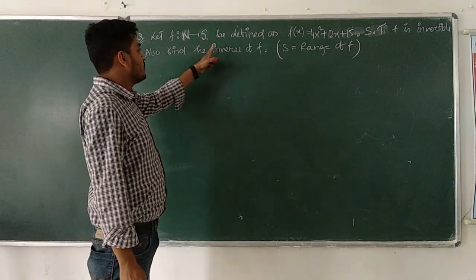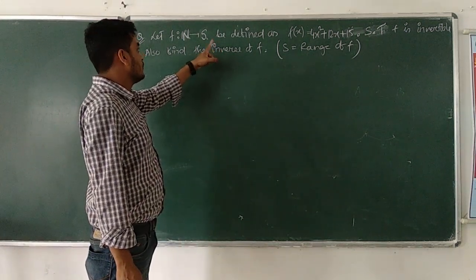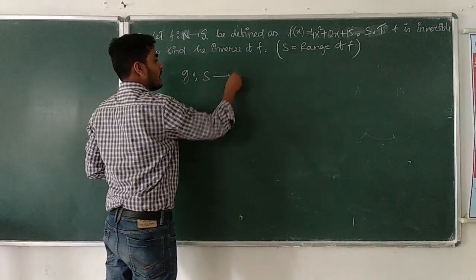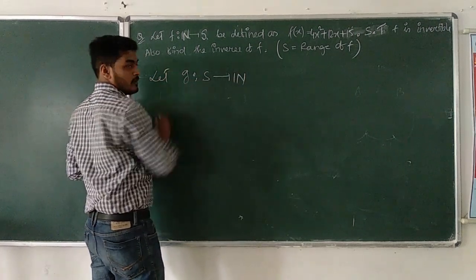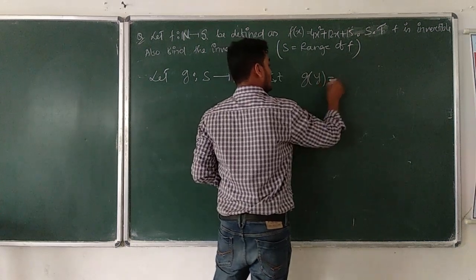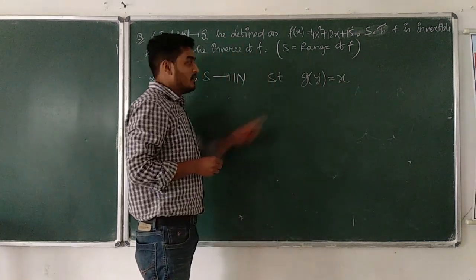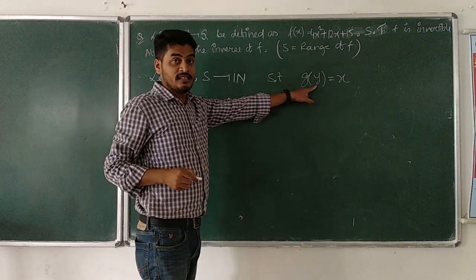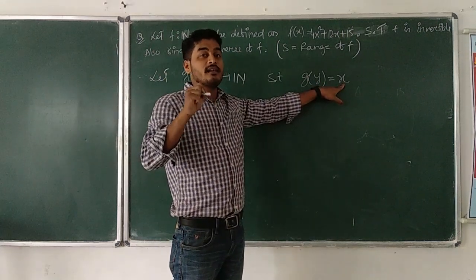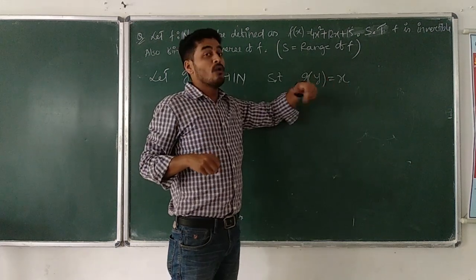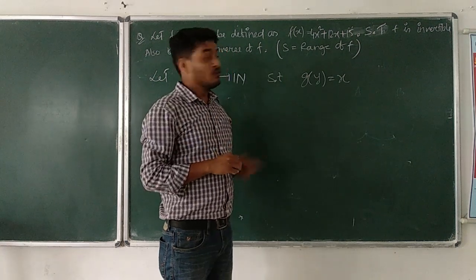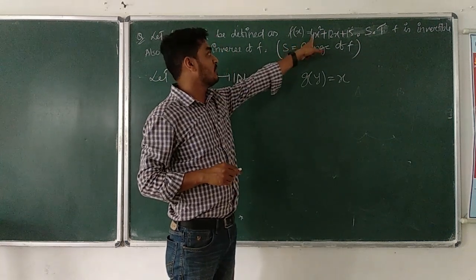What are the steps? First of all, we will consider a function g from S to N in this way. We have to consider g of y is equal to x. But as y is written there, you are not supposed to write x. You have to replace x by the expression of y. That means you have to express x in terms of y. Obviously we are going to find out the value of x from here.